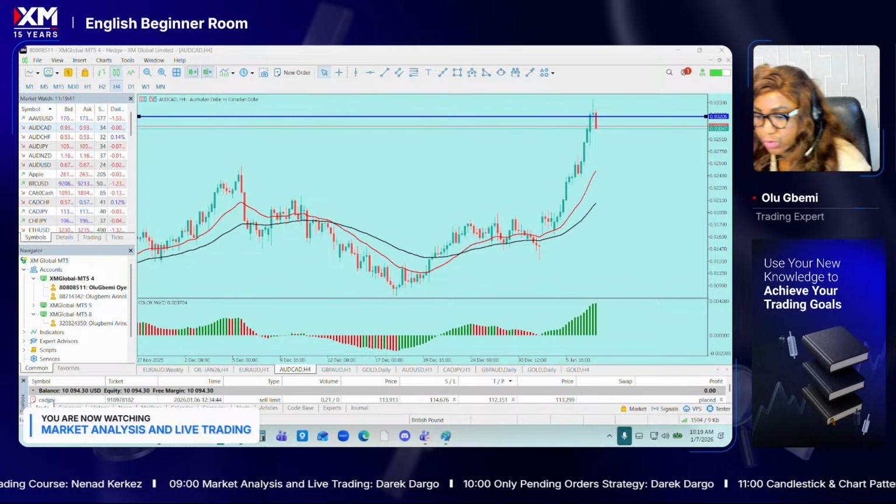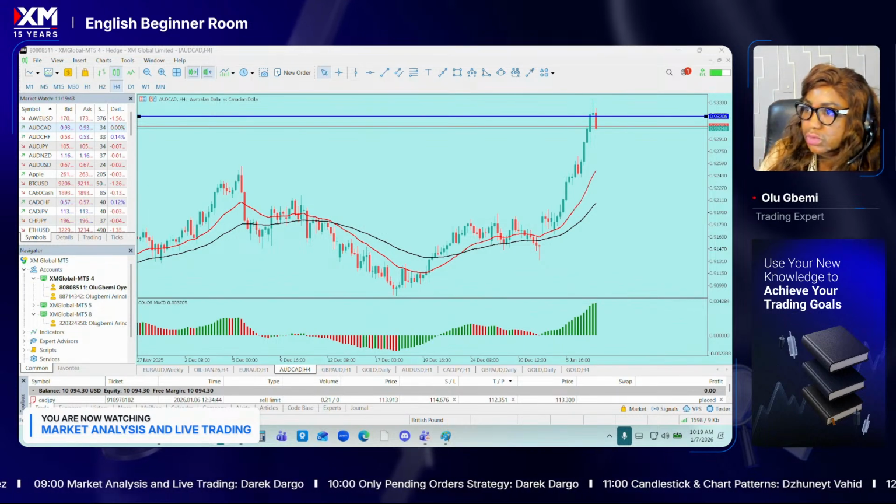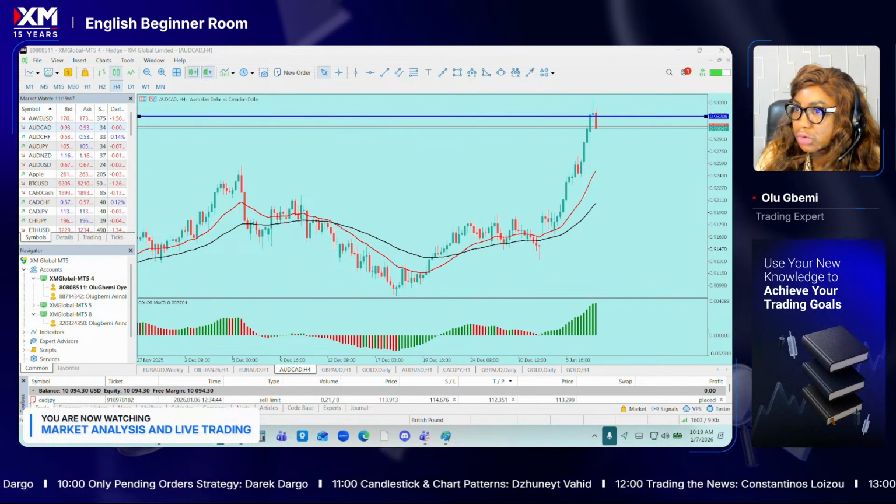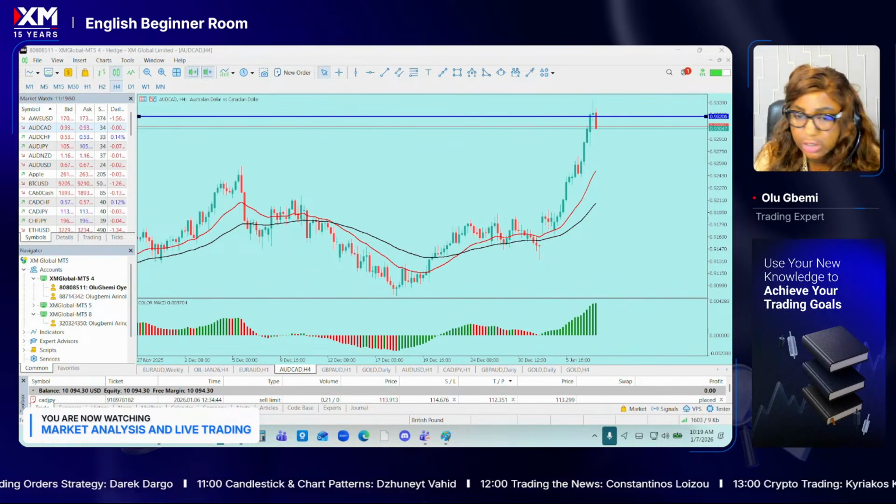And be sure of the timing when it is closed. Okay. So I'm expecting that price to close, and when it closes, I will go ahead to find an entry here.